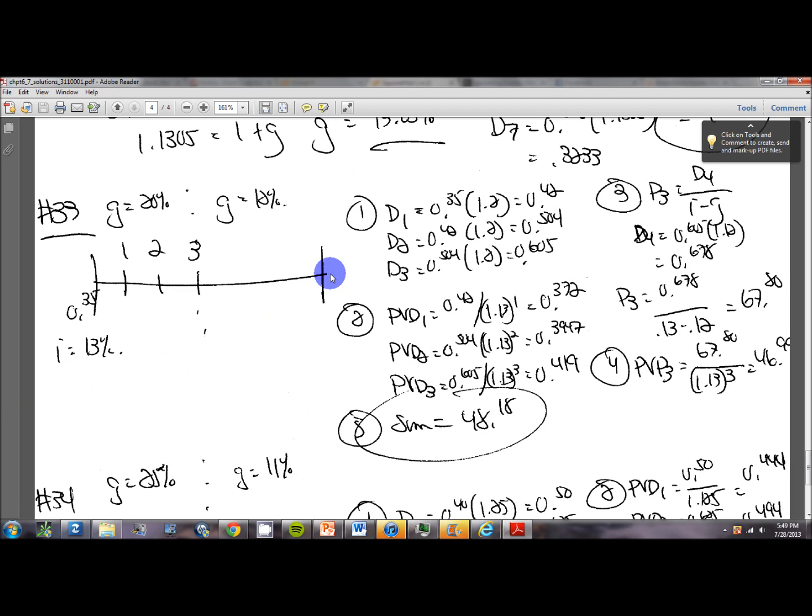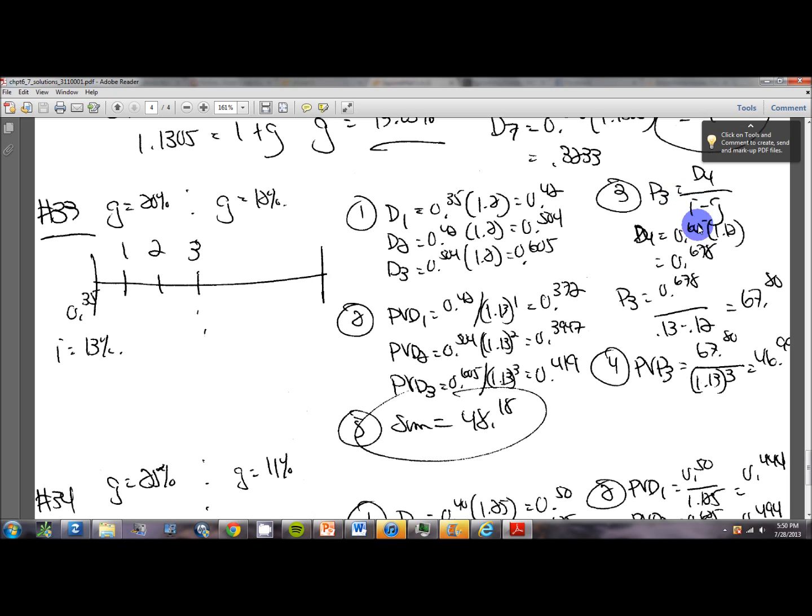Step 3 is to find the stock price just before constant growth. For this context, constant growth begins in period 4, so just before constant growth would be the end of period 3, so that would be this point on the timeline. That is why we're looking for P3 right here. P3 is going to be equal to D4 divided by I minus G, or R minus G as we're writing it this semester in this class.